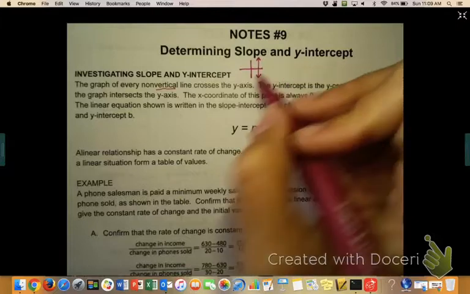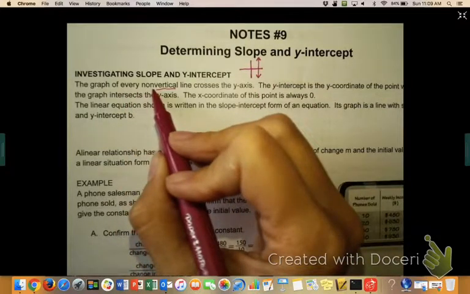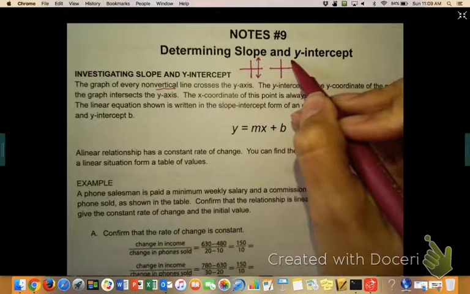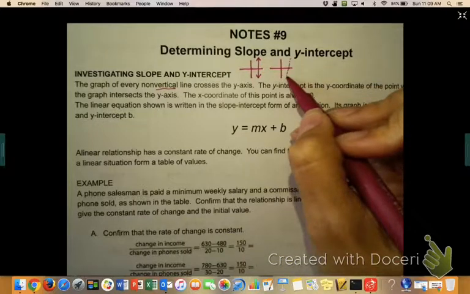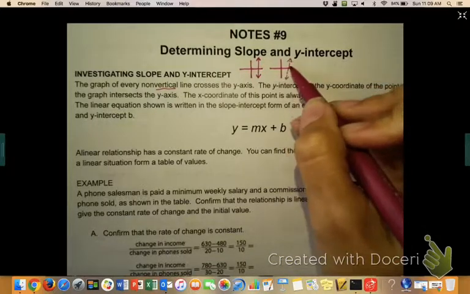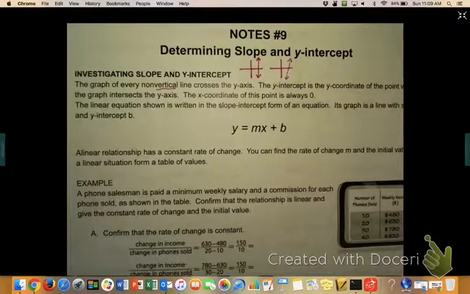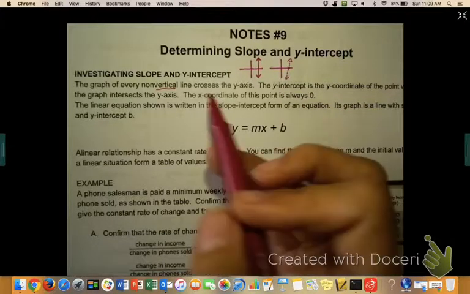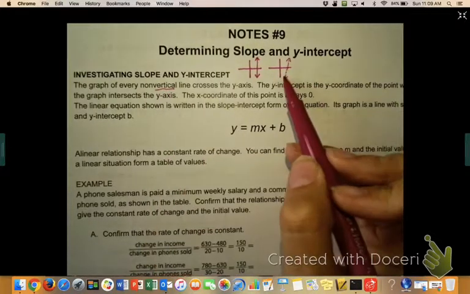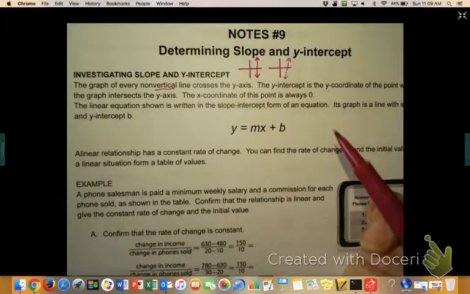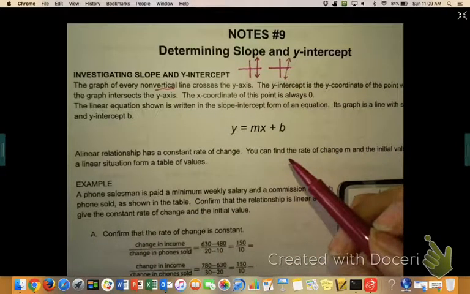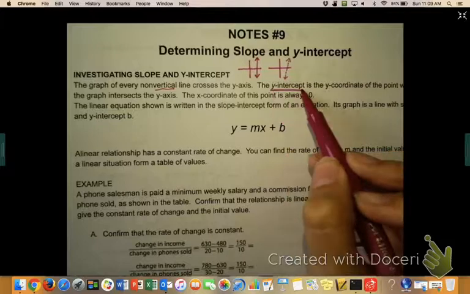However, every single non-vertical line, even if it looks like it's only slightly tilted, at some point way down the line, will end up crossing my y-axis. So the graph of every non-vertical line will eventually cross the y-axis somewhere. That is called the y-intercept.